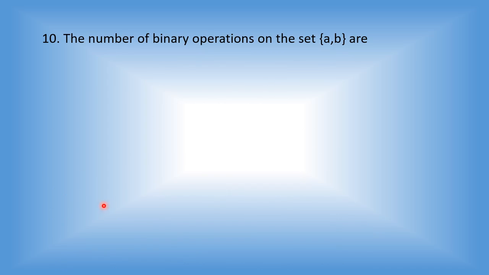The 10th one will be: the number of binary operations on the set having the elements A, B. That is a set having 2 elements. You have to find the number of binary operations.